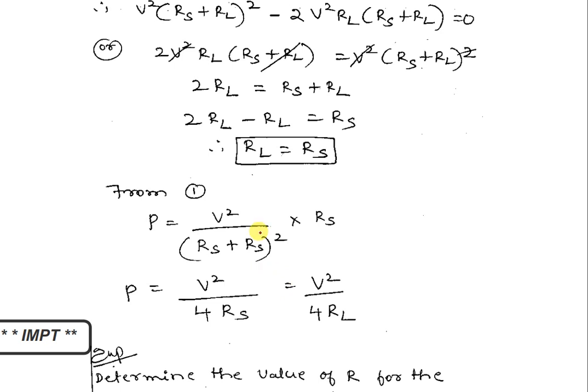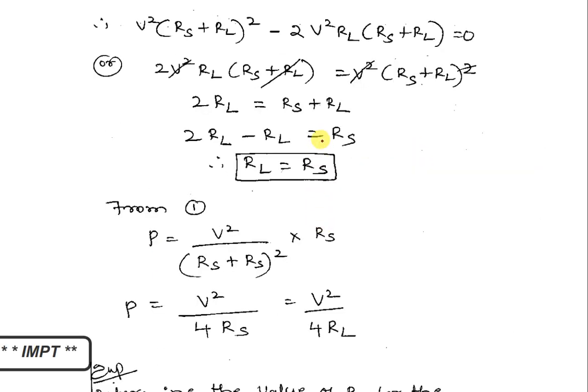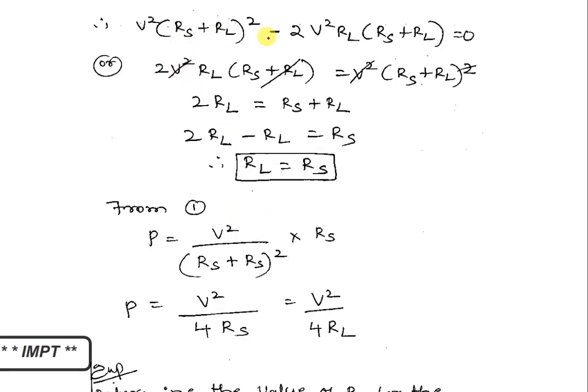For any function to be maximum, this dP by dRL should be 0. In this part the denominator cannot be 0, so only the numerator should be 0. So take the numerator and equate it to 0. So v square, (Rs plus RL) whole square minus v square RL times the derivative, this part should be 0. v square is a constant, so divide throughout by v square and bring this to the right side. The numerator should be equal to 0.